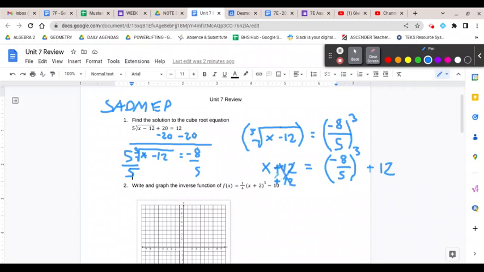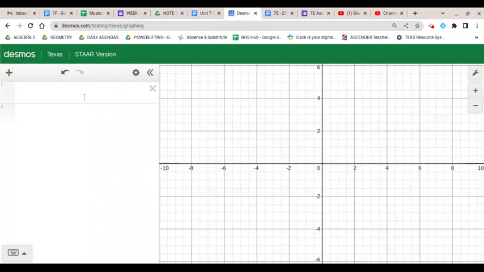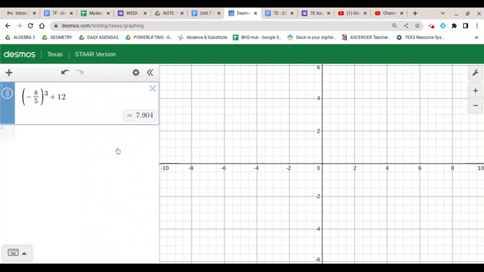Okay, so this cancels out. We're left with this. So x equals negative 8/5 all cubed plus 12. And so we can go into the Desmos thing and calculate it. So we have negative 8/5 cubed plus 12. And we get 7.904 as our final answer.